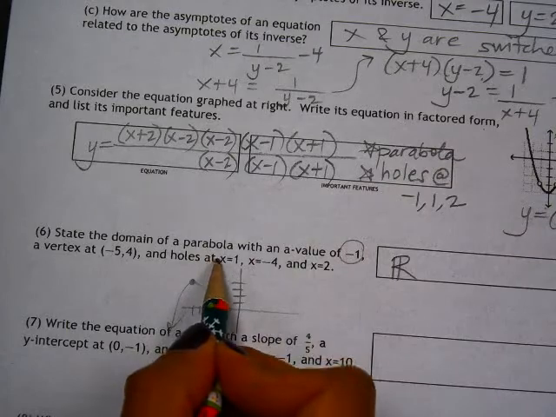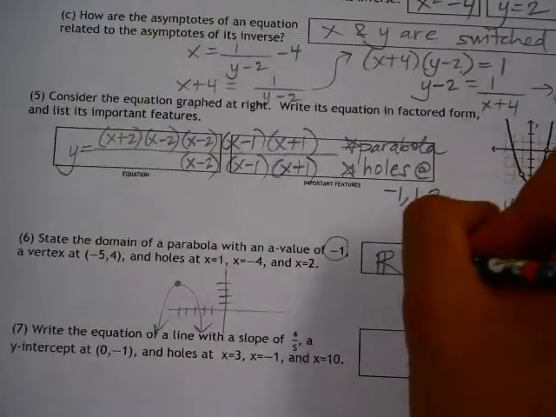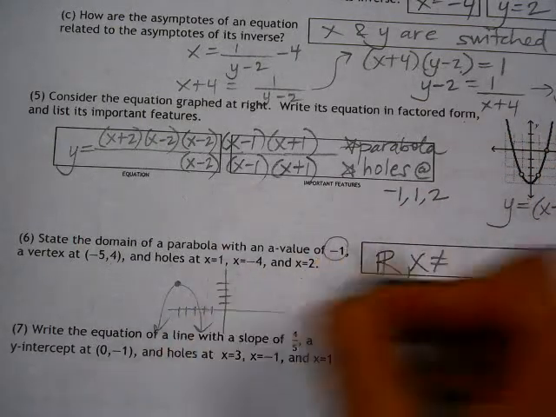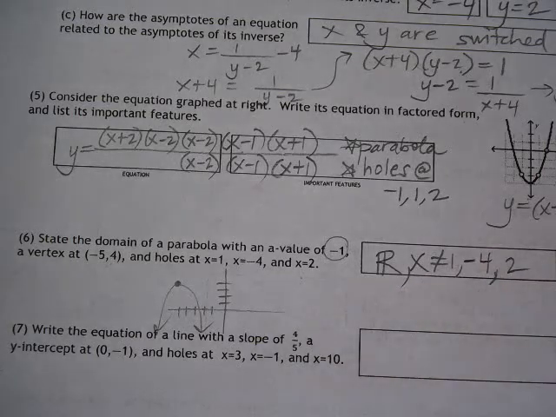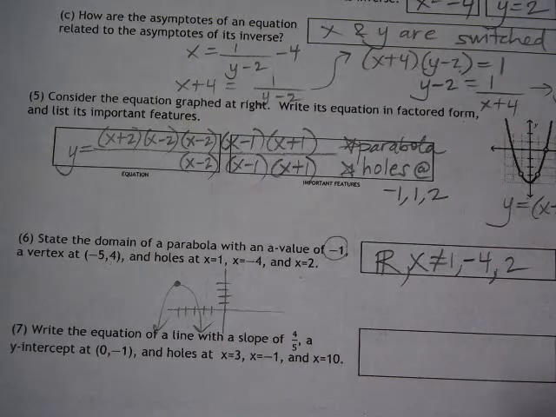However, since we have holes at these 3 values, the graph is undefined at those 3 values. So we can say x cannot be equal to those values, 1, negative 4, and 2. You could also say all real numbers except 1, negative 4, and 2.